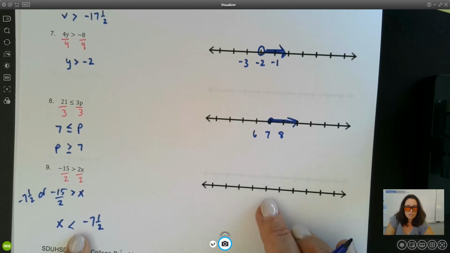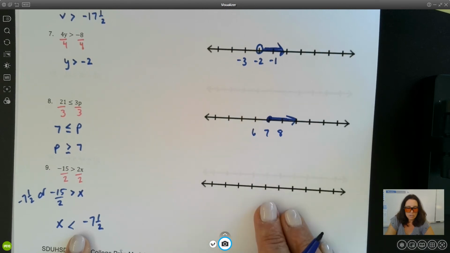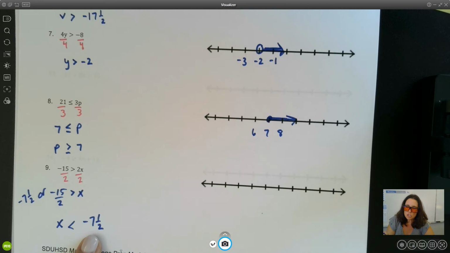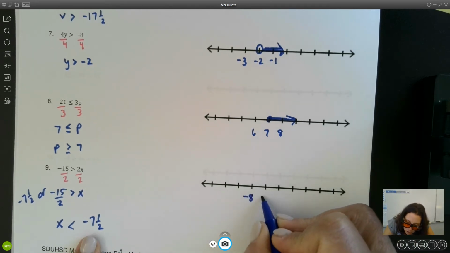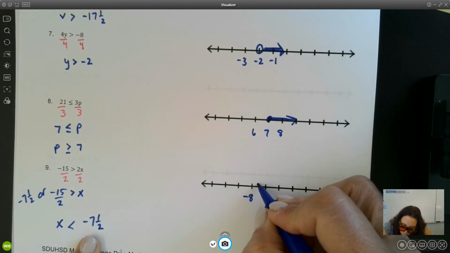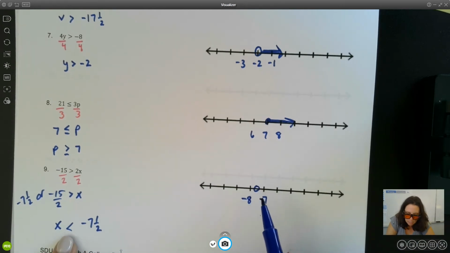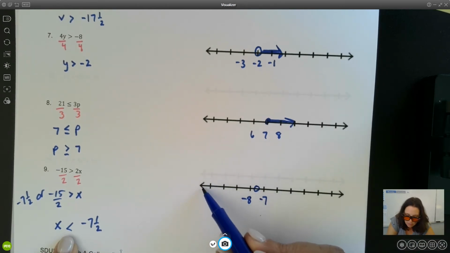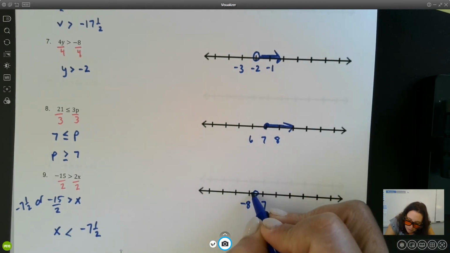Now, as far as the number line goes, please do not label the number line with fractions. Okay, the integer to the left of this would be negative 8, and to the right of it would be negative 7. And we're going to do an open circle right smack dab in the middle of that interval. And we're shading, it's pointing that way. See this arrow tip right here is the same thing as this arrow tip right here.